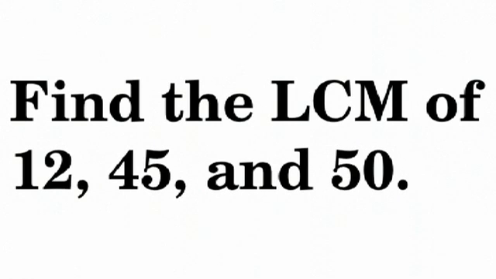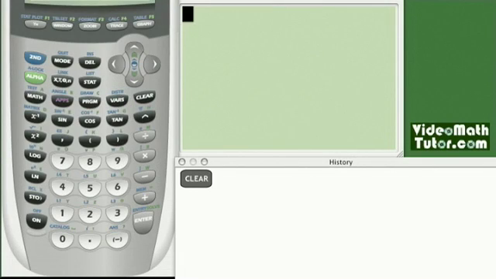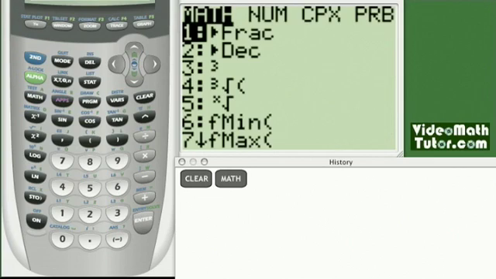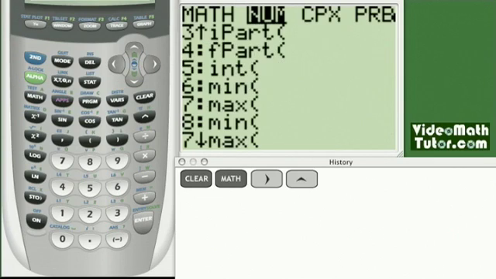Find the LCM of 12, 45, and 50. Again, we can only do 2 at a time. Let's do the first 2. Let's clear our display, press the math key, right arrow, then up, and then up again. Notice LCM is highlighted. You could have also selected this by just pressing 8. But let's just press enter.